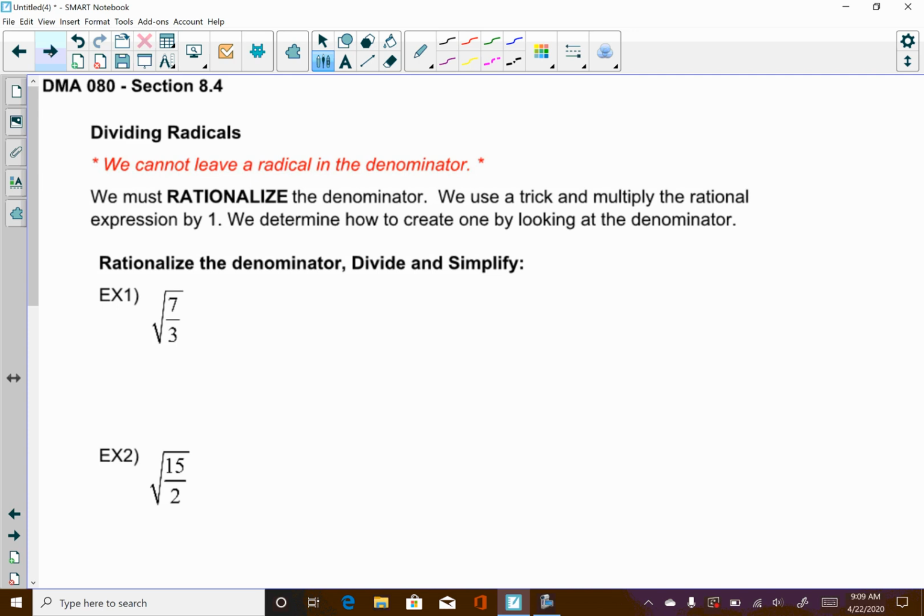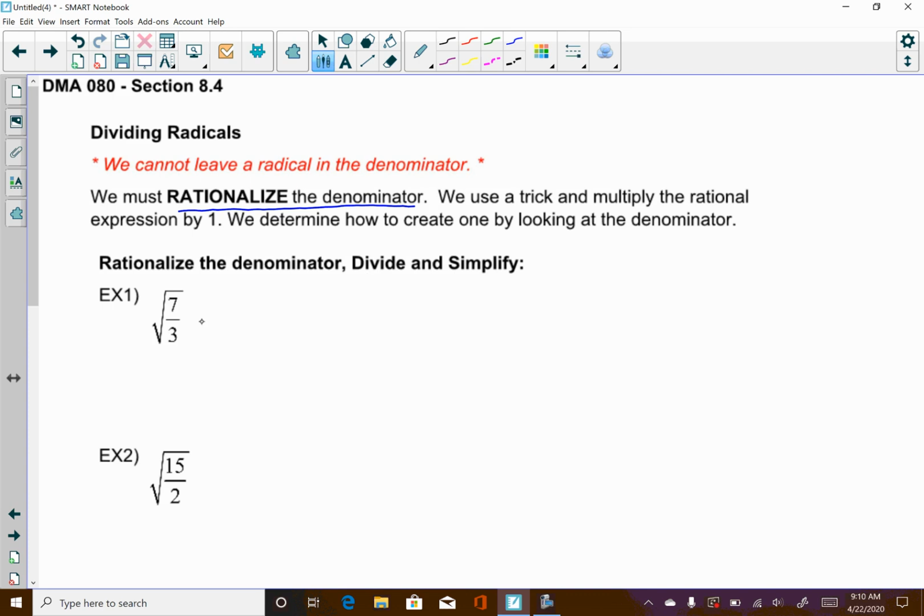In rationalizing, generally when you move forward into pre-calculus, you'll find that a lot of times it's not legal to leave square roots in the denominator, and so we use a technique that's referred to as rationalizing the denominator in order to get rid of the square root, or it could be any kind of root in the denominator. So here our directions say to rationalize the denominator, divide and simplify.